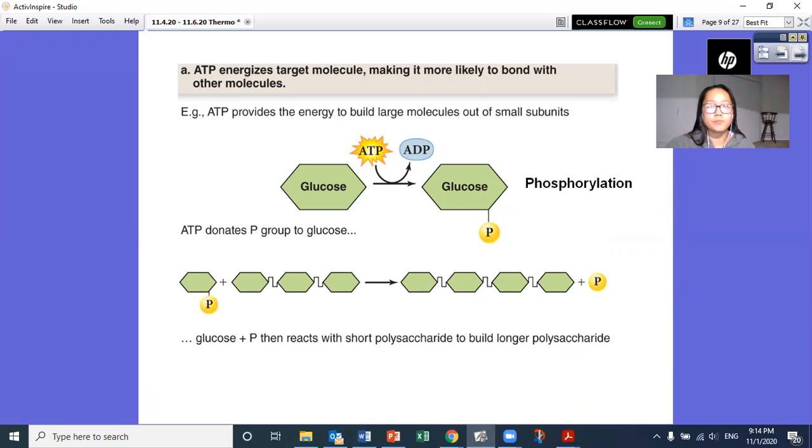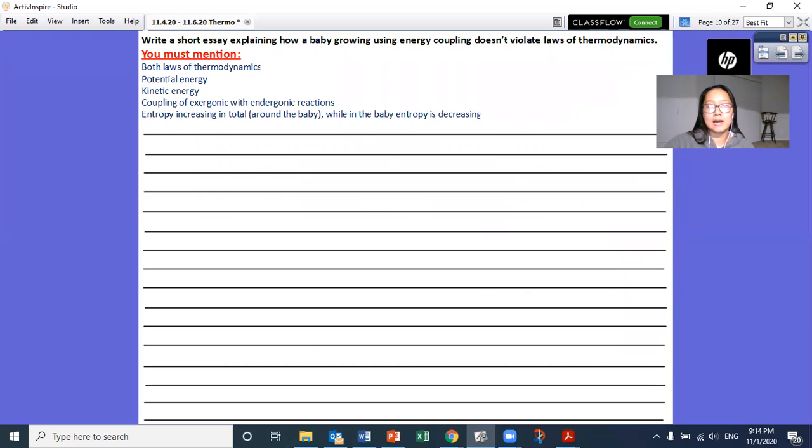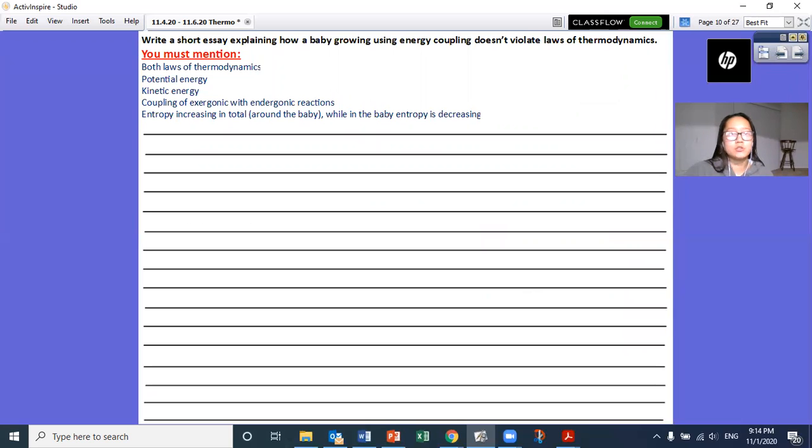So this is the baby essay that I was talking about that you're going to need to explain to me. So write a short essay explaining how a baby growing using energy coupling does not violate laws of thermodynamics. And my explanation for this is basically, you know that babies are chaos. And raising a baby is chaos, or having a younger sibling is chaos. There's messes everywhere constantly, right?